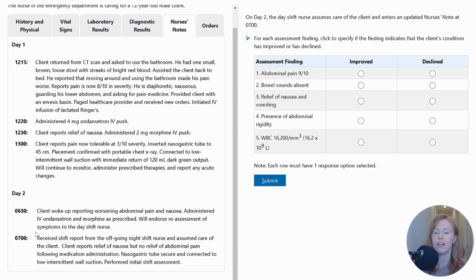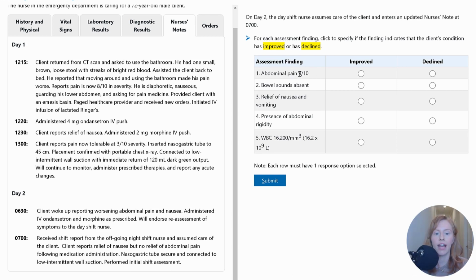Now we come on, received shift report from the offgoing night shift nurse, and assumed care of the client. Client reports relief of nausea, but no relief of abdominal pain following medication administration. Nasogastric tube secure and connected to low intermittent wall suction. And so we've performed our initial shift assessment. We have our new findings. And here we're being asked for each assessment finding, click to specify if the finding indicates that the client's condition has improved or declined. So that's simple enough. We're going to consider each one of these and decide whether it indicates improvement or that he's declined.